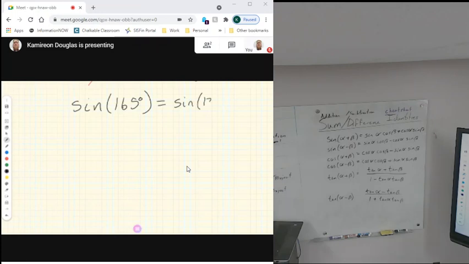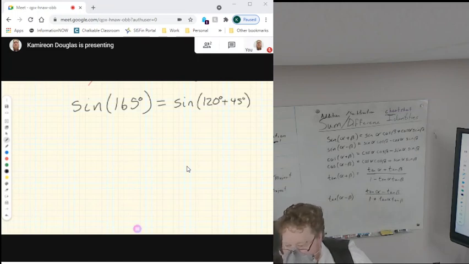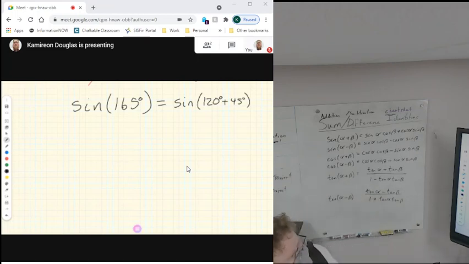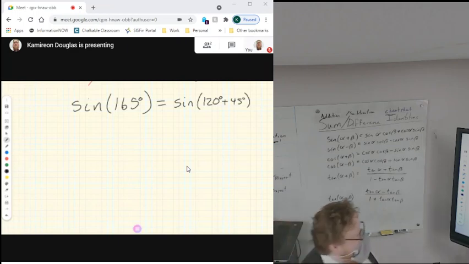Anybody see one different, just on the off chance? There's a couple of them. 135 and 30 would work. The only other one that I thought of was 210 minus 45. But there are more. They're just kind of where you want to sit. Like I said, I try to pick the numbers where I have the most things in the first quadrant, because those tend to be the easiest.